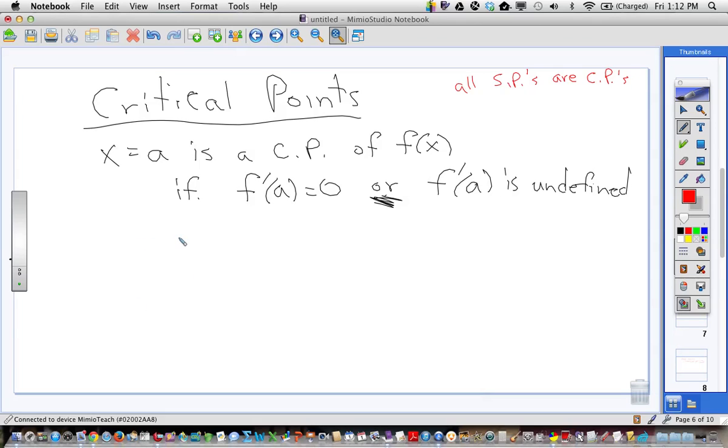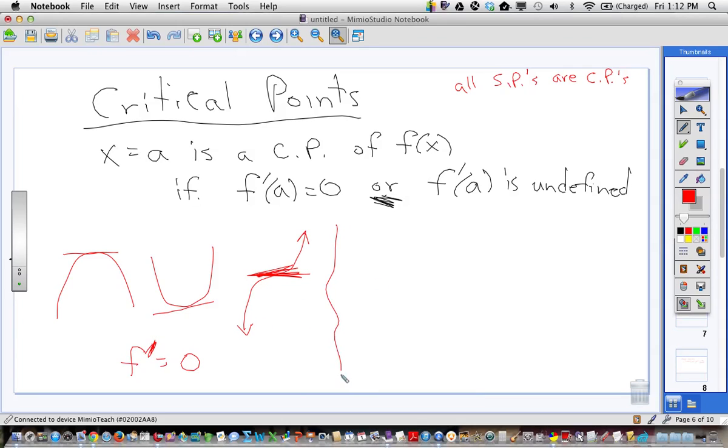All right, so let's look. There's 5 different possibilities I want you to consider here. There's 3 of them that we just wrote on the other page. If the derivative is 0, you could have a local max, you could have a local min, or you could have a flat spot. That's not a very good picture, but anyway, you get the idea. Okay, local max, local min, flat spot. So you got 3 possibilities where the derivative is 0.